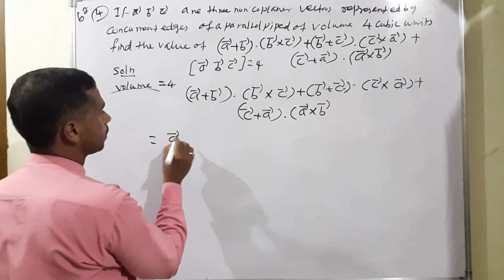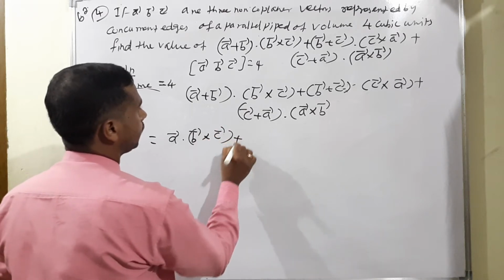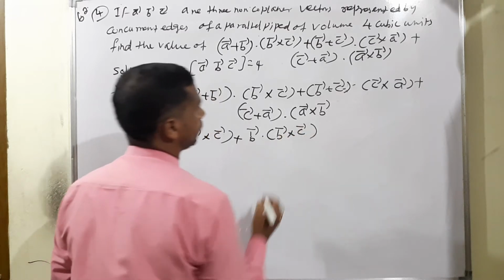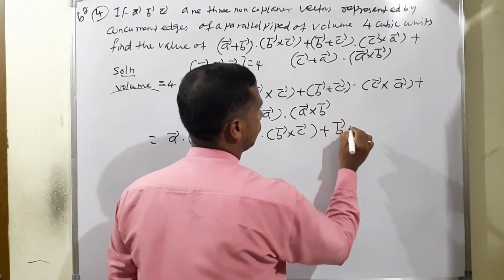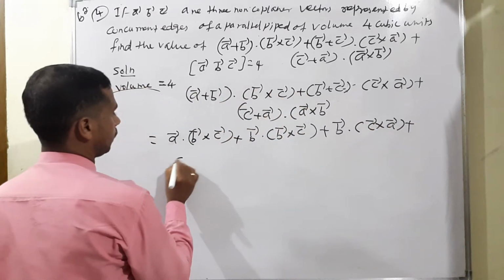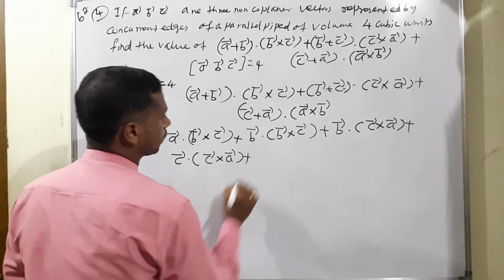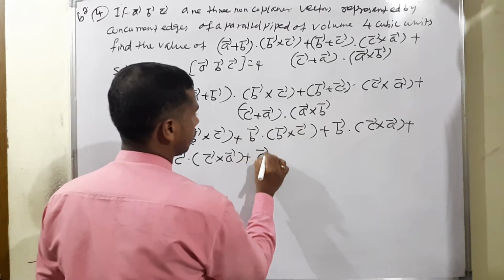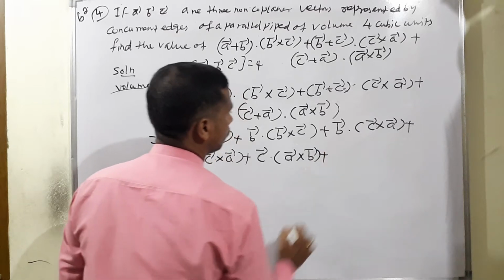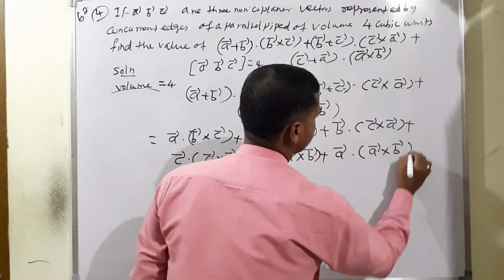Simplify: A vector dot B vector cross C vector. Next, plus B vector dot B vector cross C vector, plus again B vector dot C vector cross A vector, plus C vector dot C vector cross A vector, plus the last condition, C vector dot A vector cross B vector, plus A vector dot A vector cross B vector.